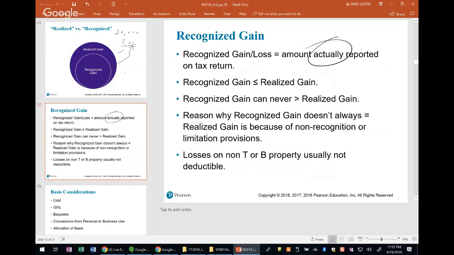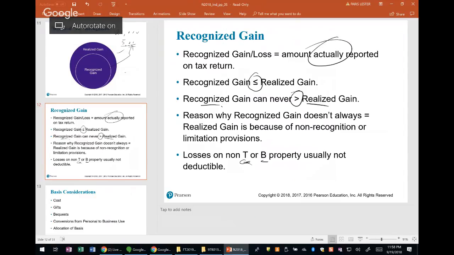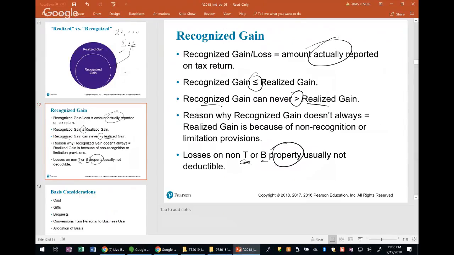Recognized gain is usually less than or equal to realized gain. Recognized cannot be more than realized. All right, losses on T and B property are usually not deductible. Now, losses on business property are deductible. Losses on stocks and bonds are deductible. Losses on capital assets are deductible. Losses on personal property, such as your car or your home, are not deductible.